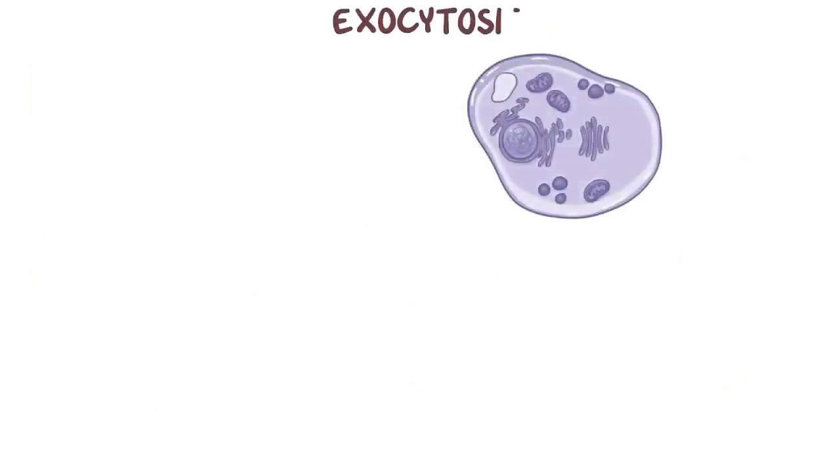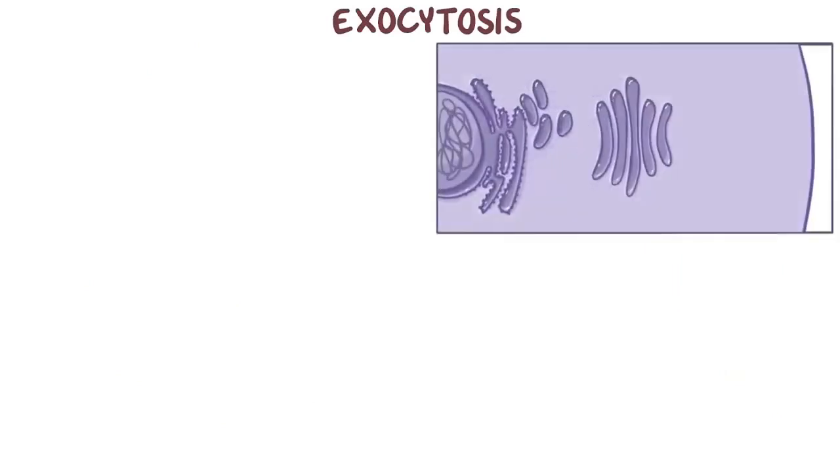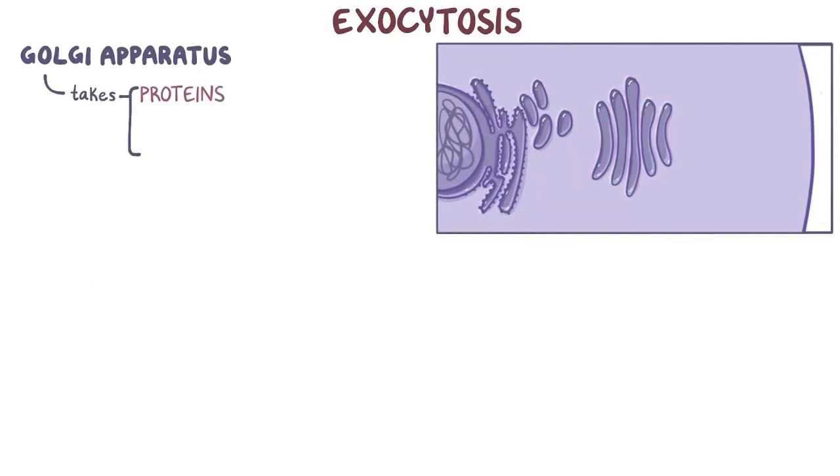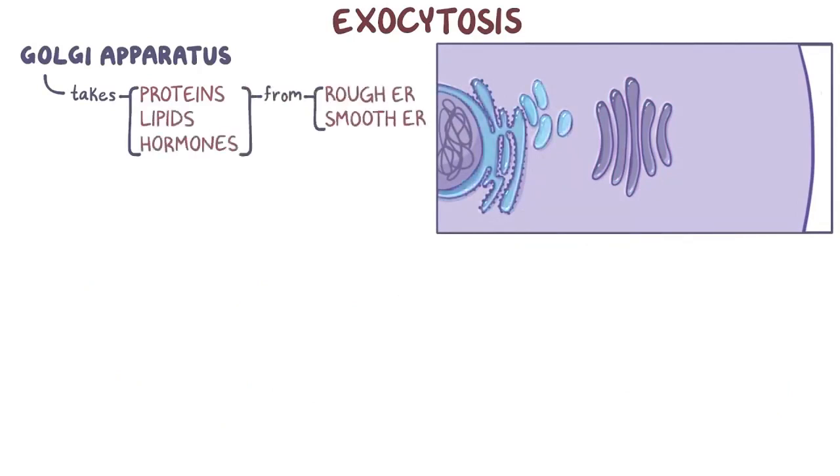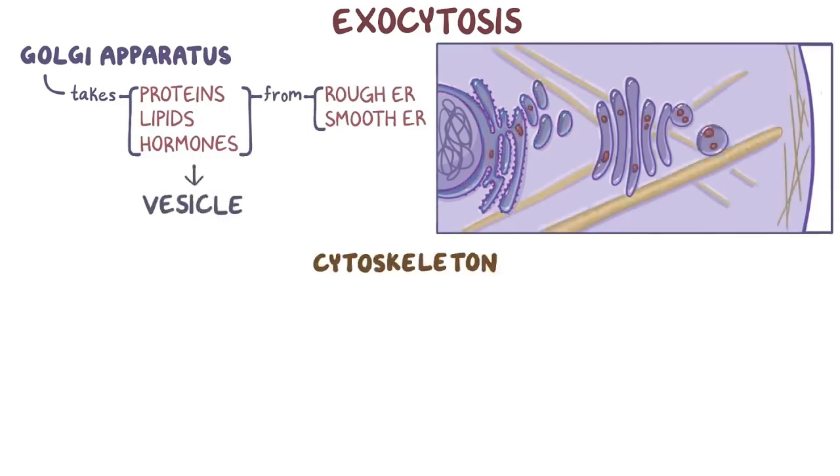Now, exocytosis, on the other hand, starts deep within the cell, in an organelle called the Golgi Apparatus. This organelle takes the proteins, lipids, and hormones that are generated in both the rough and smooth endoplasmic reticulum and packages them into a vesicle that can be zip-lined around the cell using the cytoskeleton.